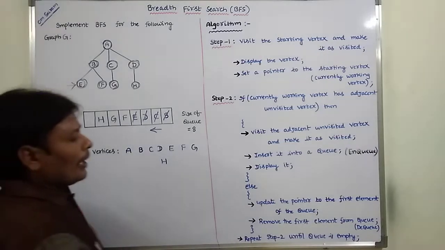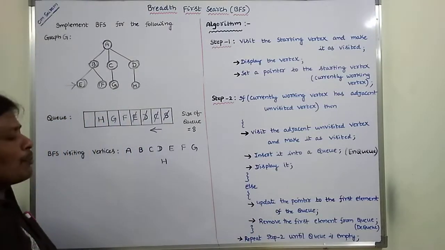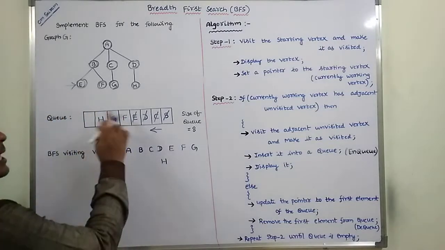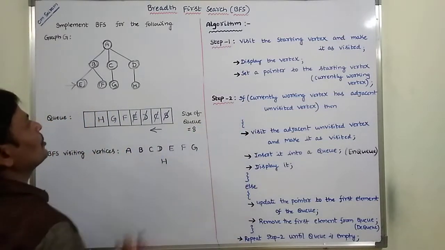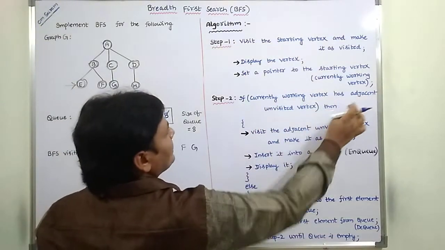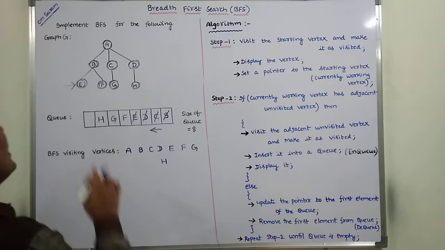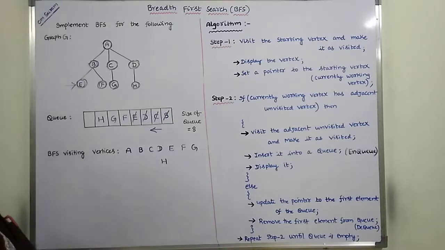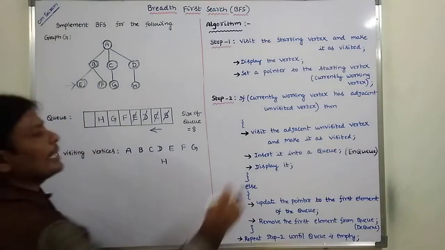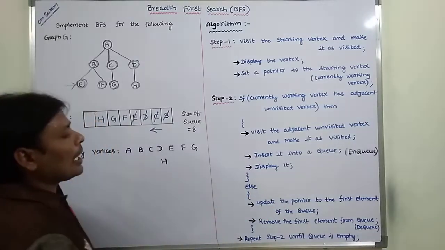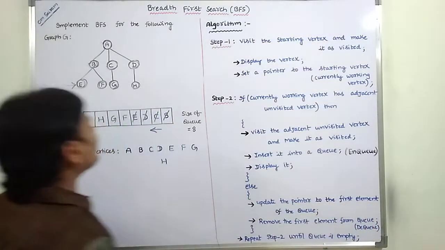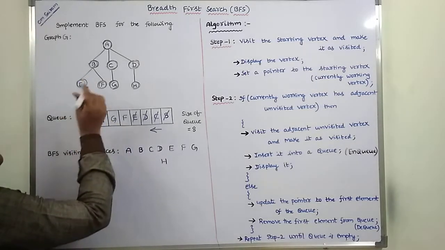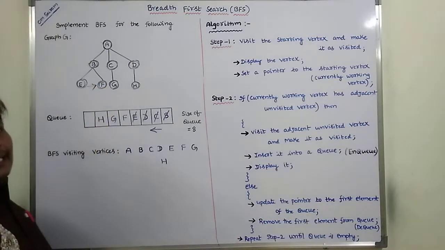Next, after performing the two statements in the else block, go to this statement. Repeat step 2 until Q is empty. Is Q empty? No. So then go to step 2. Now, if the currently working vertex has adjacent unvisited vertices, the currently working vertex is capital E. This vertex E has no adjacent vertices. So this condition is false. Then go to the else part. Update the pointer to the first element of the Q. What is the next element in the Q? F. So now set the pointer to the vertex F.